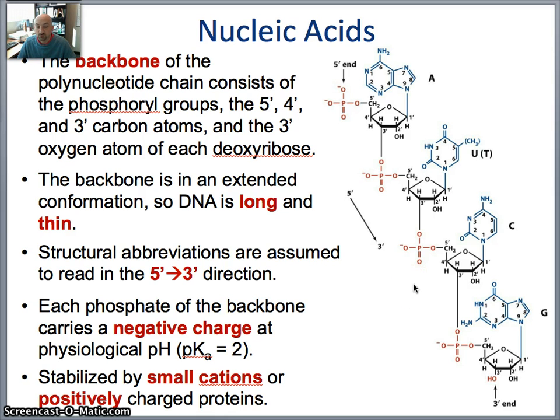Just like with proteins, we talk about N terminus to the C terminus. For DNA, we talk about the 5' to 3' end. You'll also notice that this backbone is very negatively charged because we have these phosphoryl groups. Well, we need to be able to stabilize that backbone, and so usually some kind of positively charged proteins or amino acids like lysine or arginine may bind to that, as well as some small cations like magnesium.